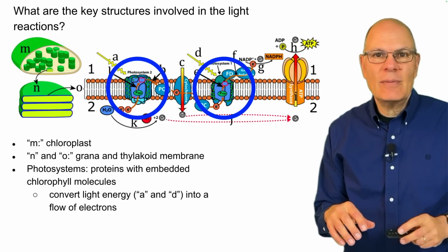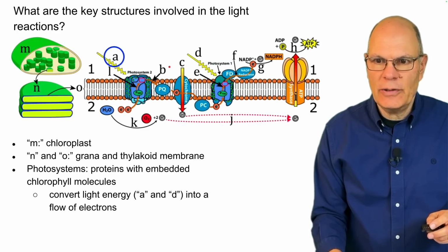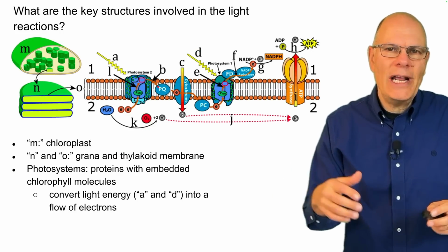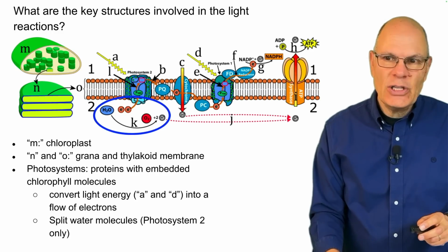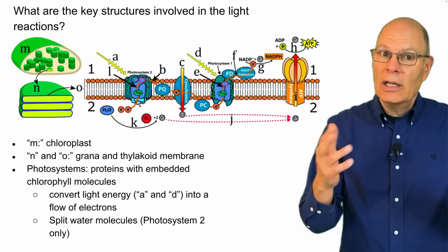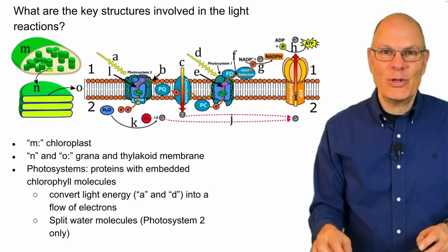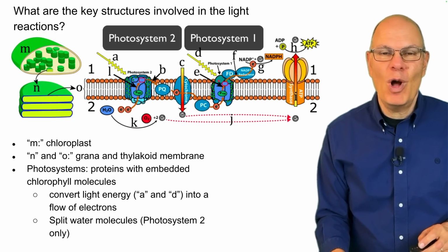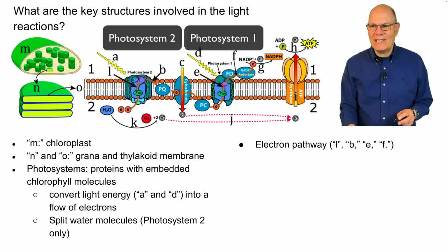And those photosystems, those are the things that actually convert light energy, shown here at A and shown here at D, into a flow of electrons. This whole array is kind of like a solar panel that's converting light energy into electricity. They're also splitting water molecules, and that happens in photosystem 2. Let's just get this out of the way right now. In the organization of the photosystems in the thylakoid membrane, photosystem 2 comes before photosystem 1. For years, biology students have been memorizing that, and you have to memorize it too.